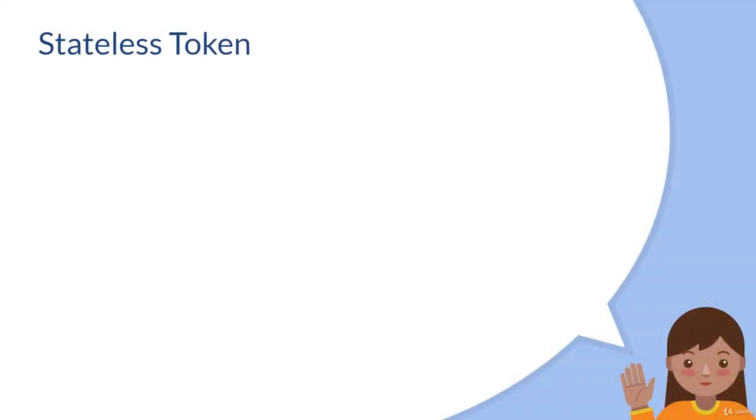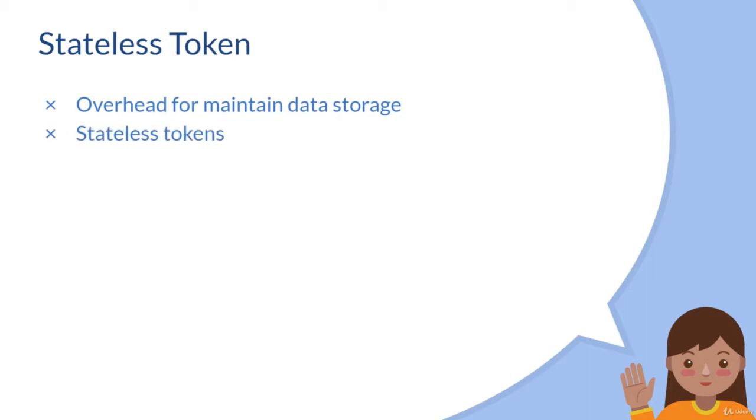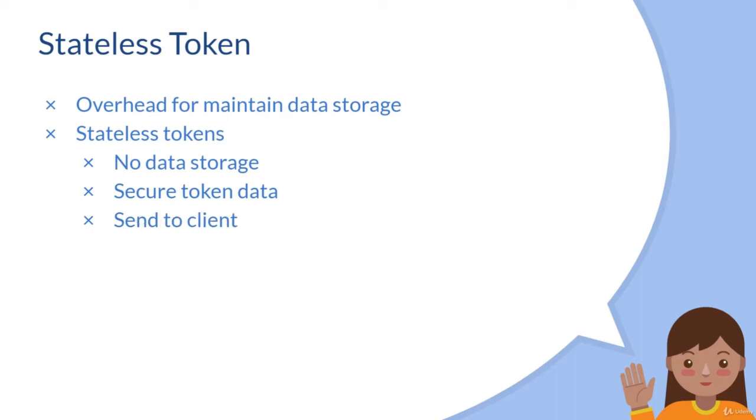Storing a token on the server side is convenient, but sometimes there is an overhead of maintaining data storage, Redis in the previous example. There is another alternative for token validation using stateless tokens that would allow us to get rid of the token data store. Stateless tokens means we don't store the token in a database or any other storage. Instead, we can create and secure the token data and send it to the client.